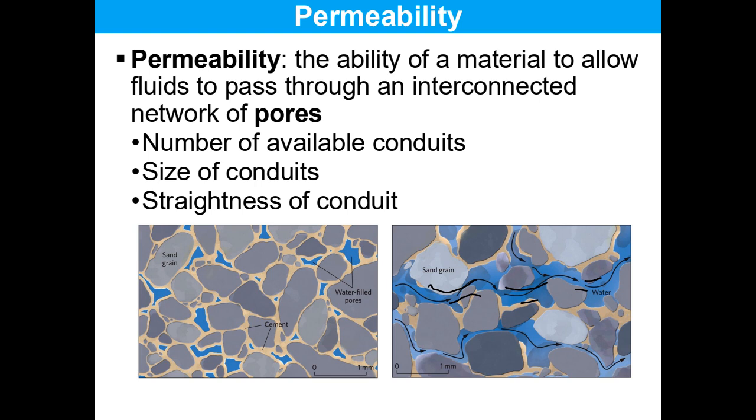The size of the conduit. Of course, if you have big conduits, we have more probability. If you have small conduits, there is very little probability. Straightness of the conduit. For example, if you have a conduit like this, if it moves in a curved path, it does not really cause the water to flow easily. But if you have something straight like this, it's much better because the water goes faster and smoother from one pore to another, unlike a curved path like this. So those are all the factors that affect permeability.